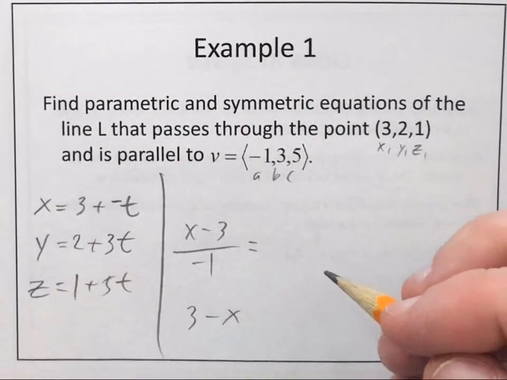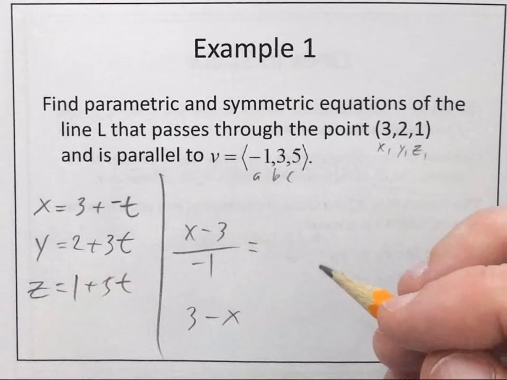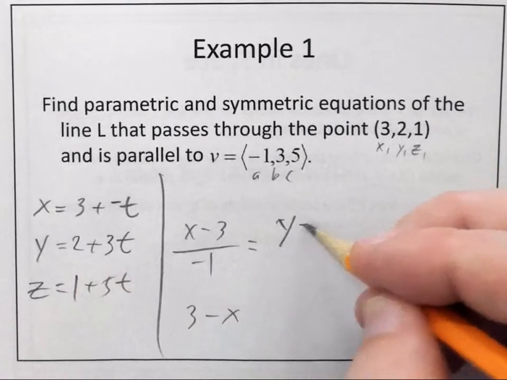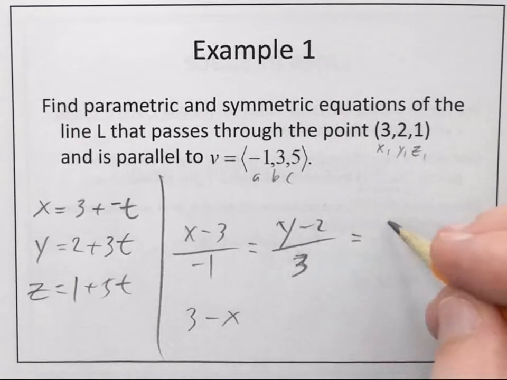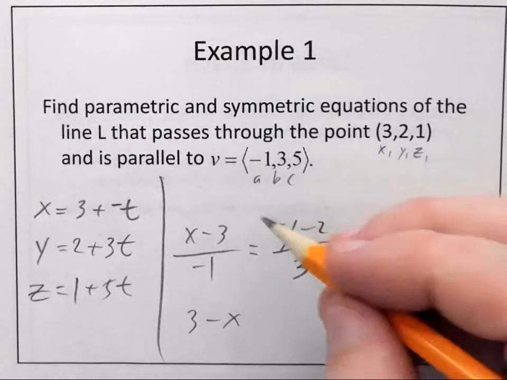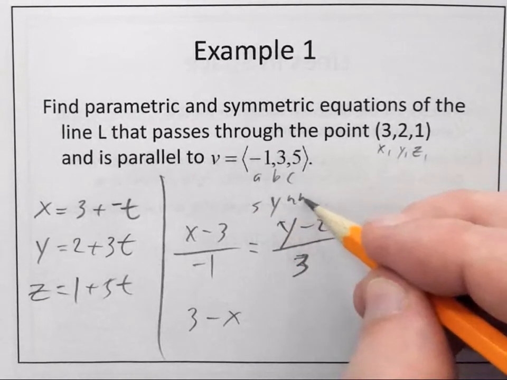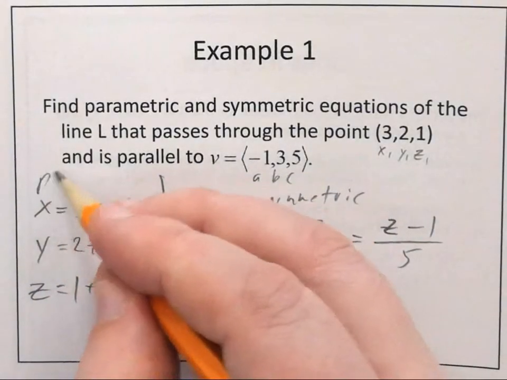The other ones are a little more obvious. What's it going to be for the y? Y minus 2 over 3. And for z? Z minus 1 over 5. So these are your symmetric equations. These are your parametric.